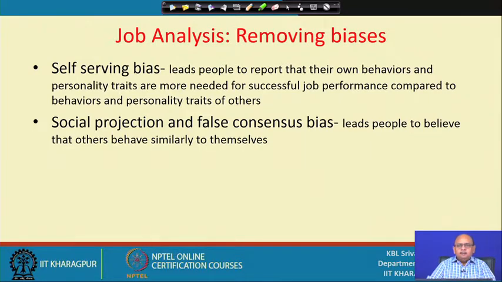Social projection and false consensus bias basically talk about things where people believe that others are similar to them, while the fact is that it may not be true. People may be different, even people doing the same kind of job could be different. Okay. What you are going to match here is not the traits and personality of the people, but only those traits and personalities which are related to performance, so that you can remove the biases related to these factors.